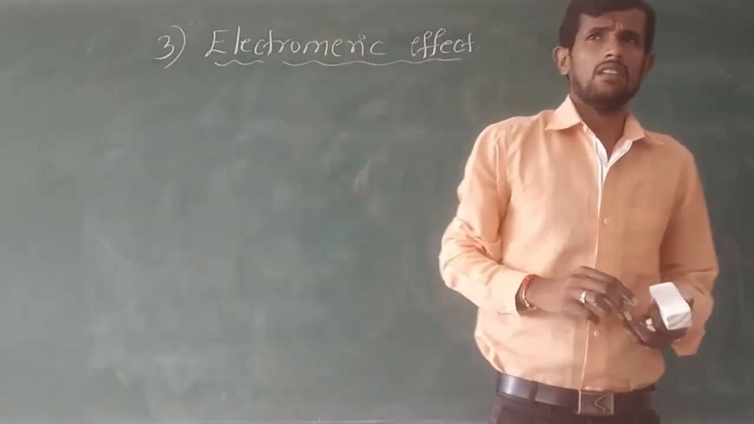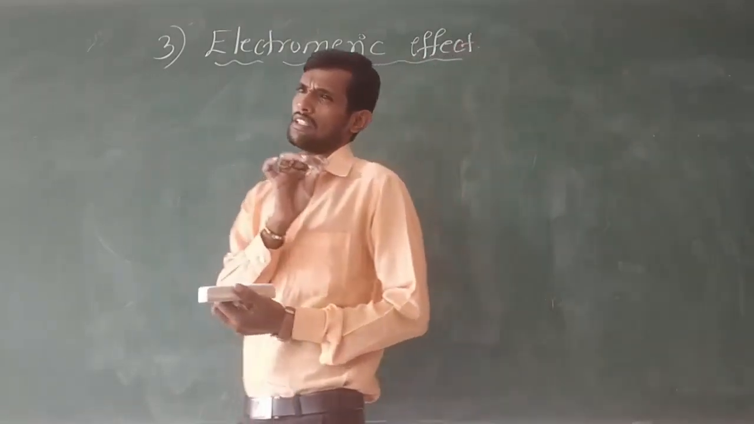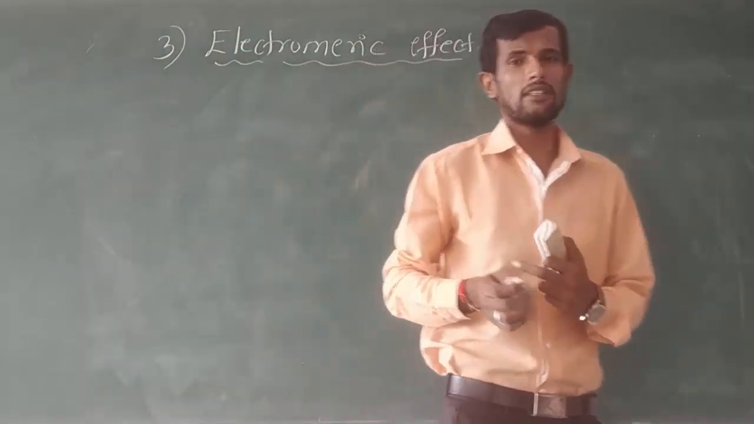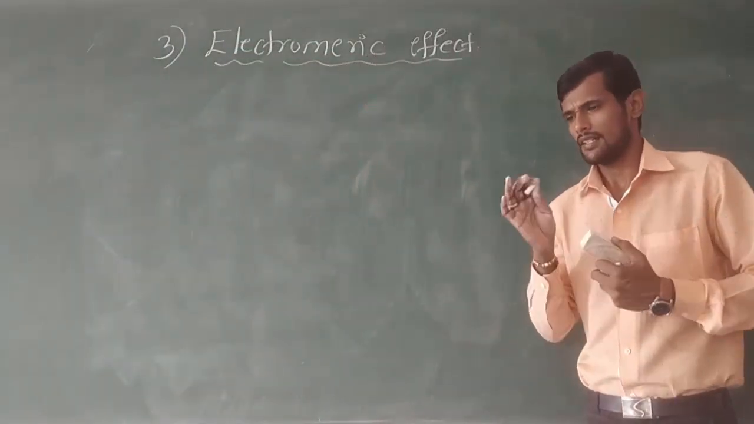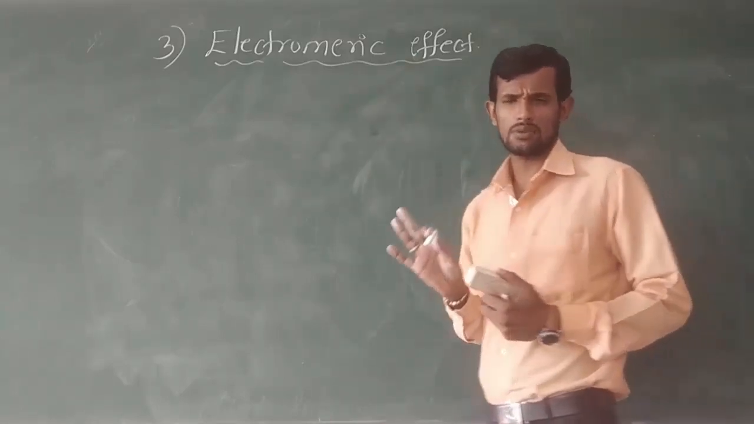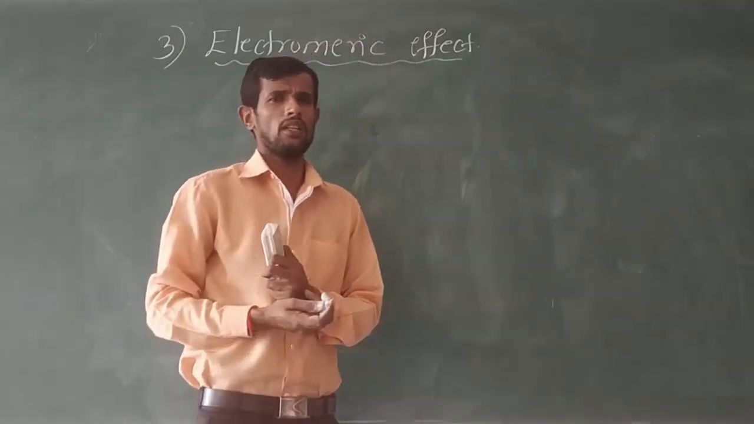Students, you already know about inductive effect and mesomeric effect. In both, there are two types: one is negative and another one positive. Is it right? Yes. Here also, in presence of electromeric effect, there are two types: one is negative and another one positive.